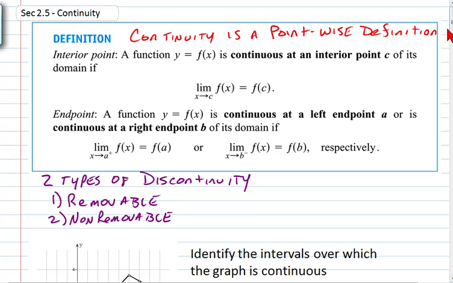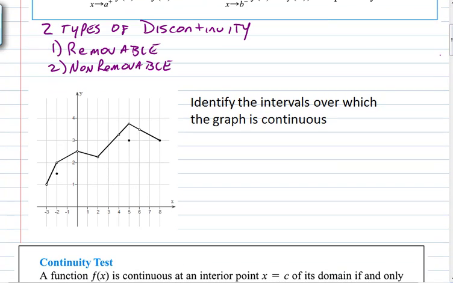Okay? So let's look at a graph here. Identify the intervals over which the graph is continuous. This graph is continuous from -3, and because that's an open circle right here at -3, we have to use an open parenthesis, so it's from -3 to -2. And then what type of discontinuity is this? It's a removable discontinuity, because if I slid this point up to fill in that hole, it's just one point there, and I could make the function continuous again.